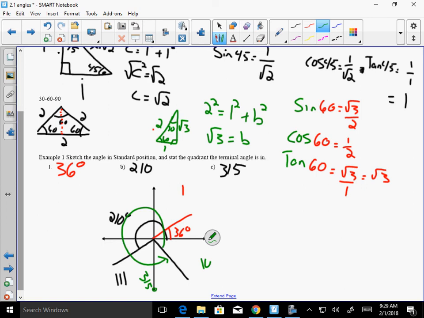So just so you guys know, quadrant 1 is for anything between 0 and 90. Quadrant 2 is 91 to 180. Quadrant 3 is 181 to 270. And then quadrant 4 would be 271 to 360. Okay.